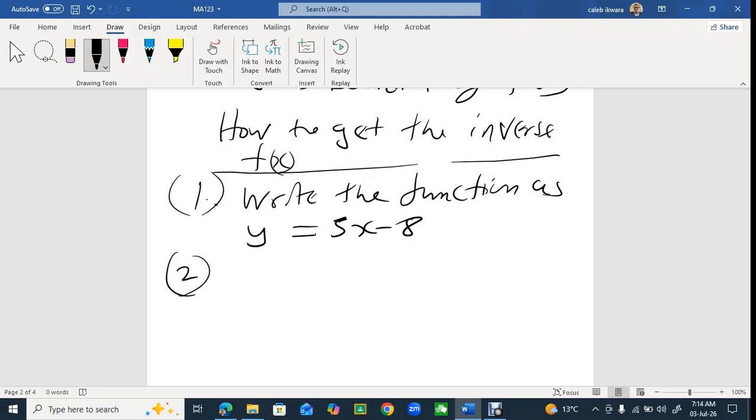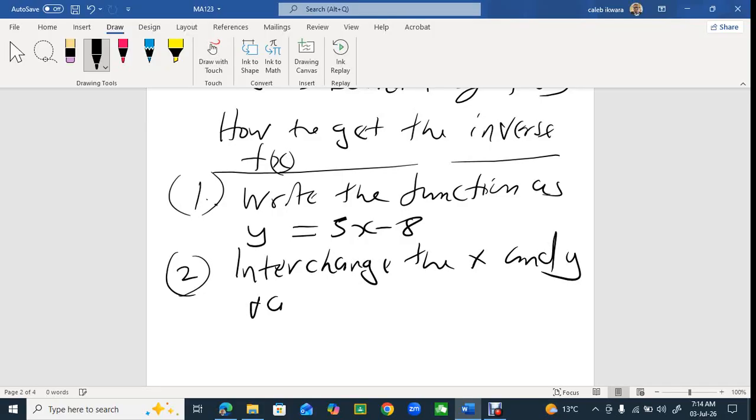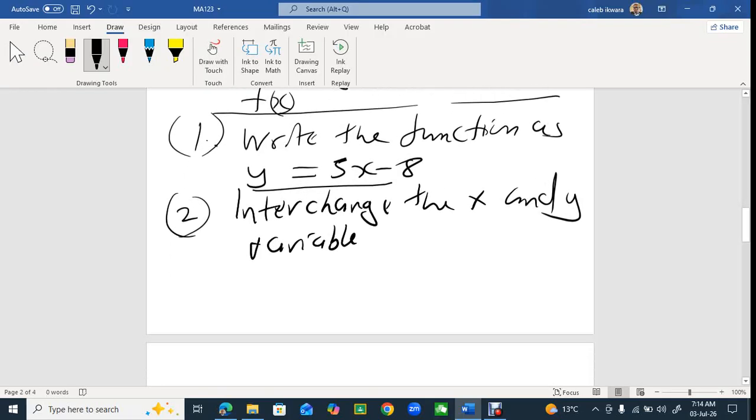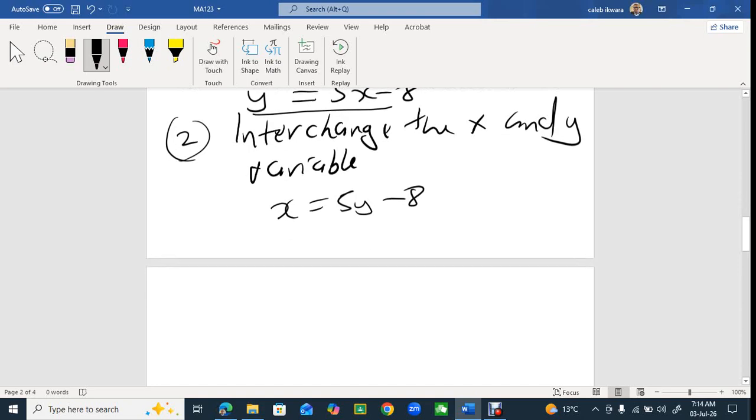The second step: interchange x and y variables. Now the next step is we interchange the x and y variables. So in this case, for this example that we have here, when you interchange x and y variables, it will become x equals to 5y minus 8. Well done.